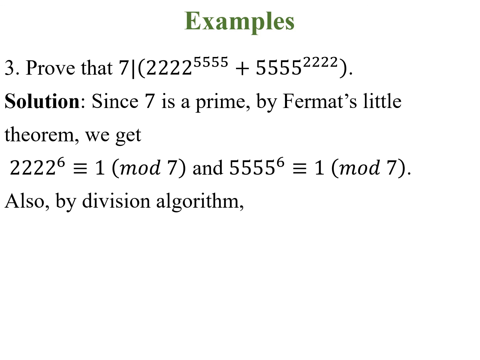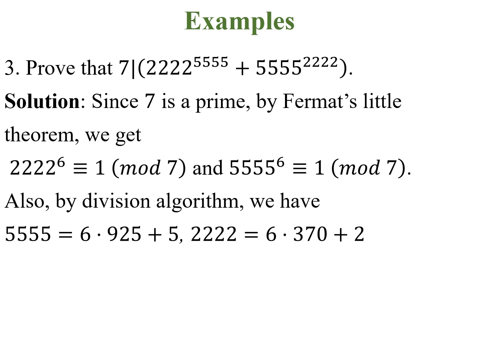Again, by the division algorithm, when we divide this 5555 by 6, we get 5555 is equal to 6 into 925, and 5 will be the remainder. Similarly, by dividing 2222 by 6, we will get 2222 is equal to 6 into 370 plus 2.